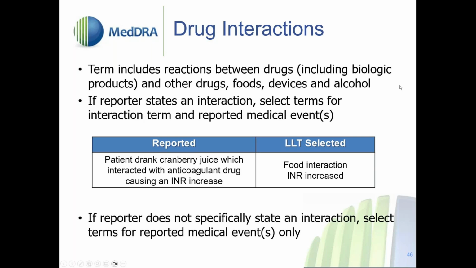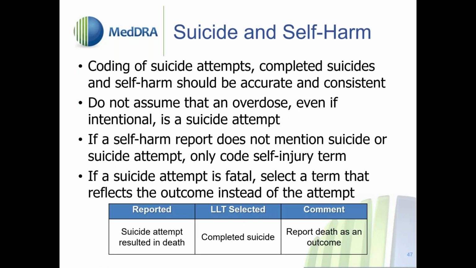What about suicide? So when you have suicide in your report, there's different types of suicide. You could have it as a suicide attempt. You could have it as a self-harm term. You could have it as a completed suicide. So you want to be as accurate as possible to the reported term that you received without making any inferences or assumption.